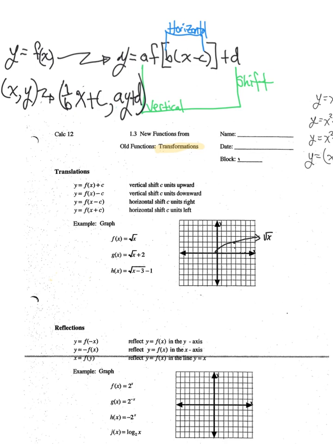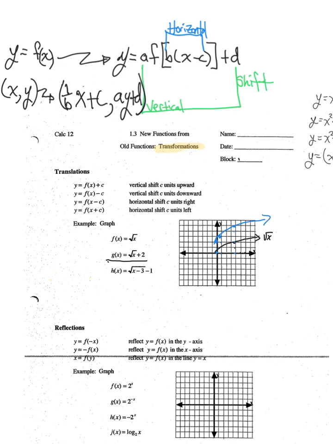root x. If I want to graph g of x, which is root x plus 2, everything is going to shift 2 up. So this point here at 0, 0 will be the point 0, 2. This point 1, 1 will be the point 1, 3. This point where x is 4, y is 2 will be the point x is 4, y is 4, because we're just moving everything 2 up.